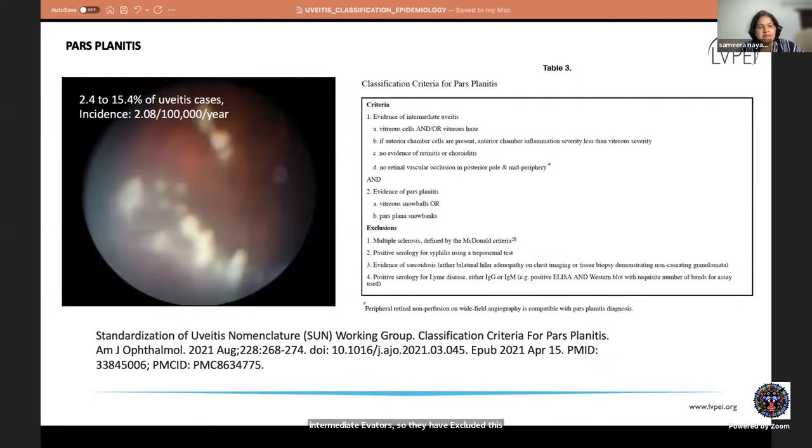Next is pars planitis. 2.4 to 15% of uveitis cases are actually pars planitis, and the incidence is 2 per 1 lakh per year. The criteria include evidence of intermediate uveitis plus evidence of pars planitis in the form of snowballs and pars plana snow banking. And in this also, you need to exclude multiple sclerosis, syphilis, sarcoidosis, and Lyme disease.